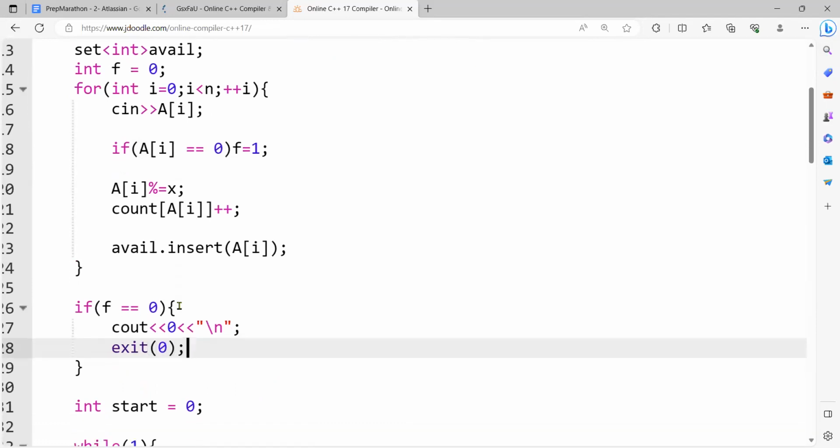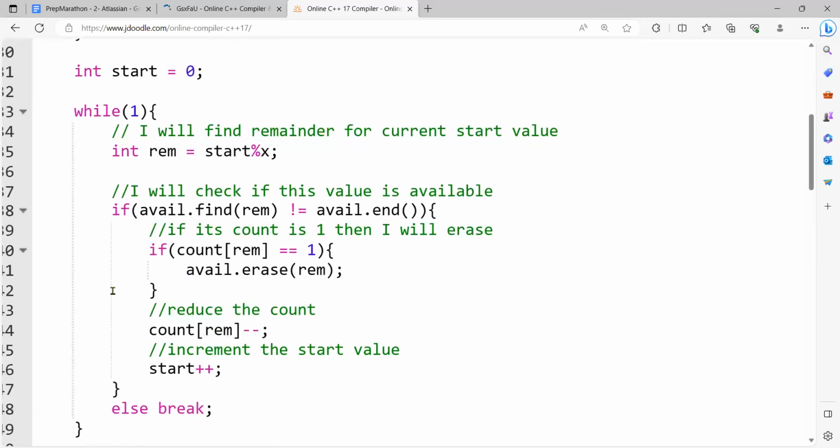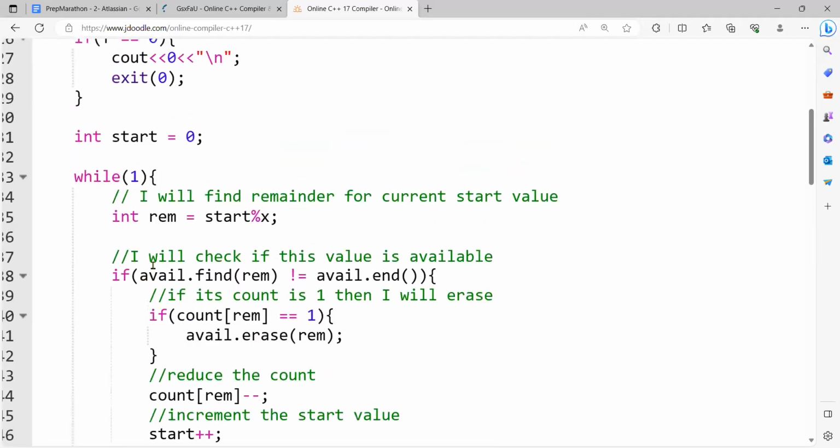Before starting to check for other values, we need to check that 0 should be present in your array. If 0 is not present, then the max is always going to be 0. You got my point? So this is the condition for that. We are using a flag here, int f equal to 0. If 0 is present in my array, then I'm marking it. Then I can proceed further. If I'm proceeding here, it means 0 was present.